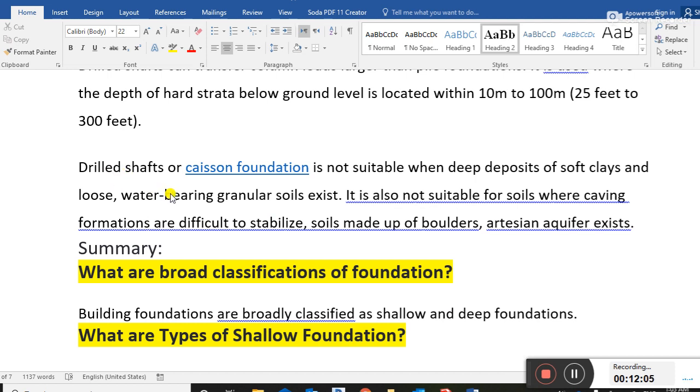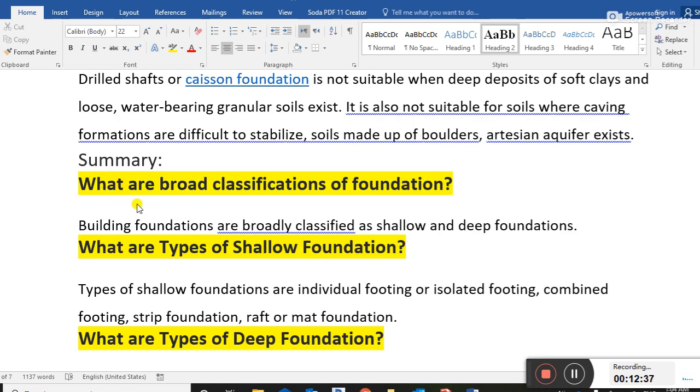Guys, drilled shaft or caisson foundation is suitable when deep deposits of soft clay and loose water bearing granular soil exist. It is also not suitable for soil where caving formations are difficult to stabilize, soil made of boulders, or where an artesian aquifer exists.